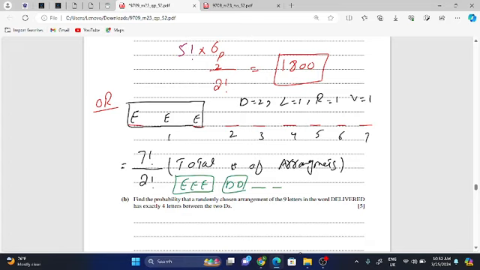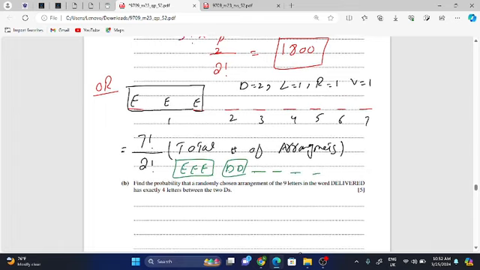1, 2, 3, 4. 1, 2, 3, 4, 5, 6, 7, 8, 9. Yes. So when all these come together, that will become 1, 2, 3, 4, 5, 6. 6 units are there. So it means 6 factorial. 6 factorial basically shows the number of ways through which I can arrange all these together.